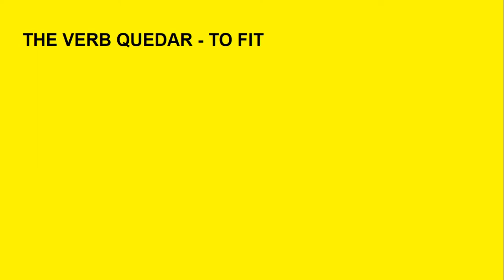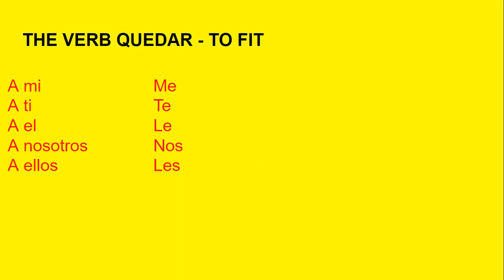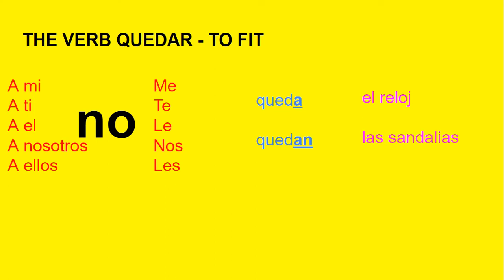So an example with the verb quedar, to fit. So we have a mí, a ti, a él, we have the me, te, le, we have queda and quedan this time, and we have el reloj and las sandalias. So if I wanted to add a no, I'd add it right there. So I say, a mí me queda el reloj. The watch fits me.